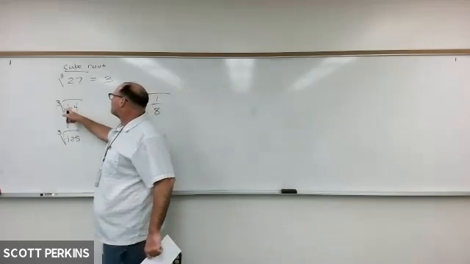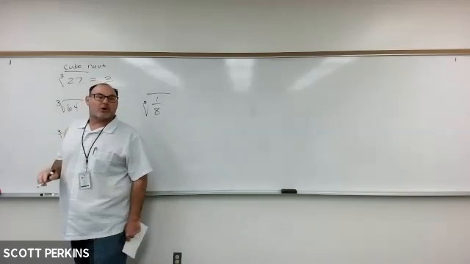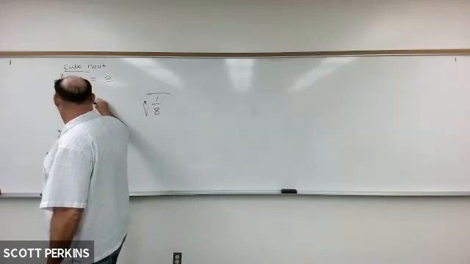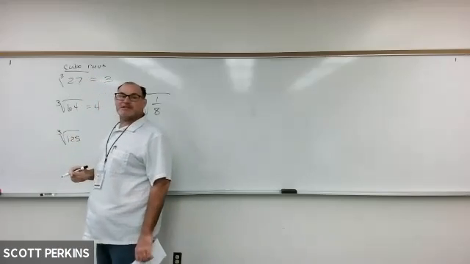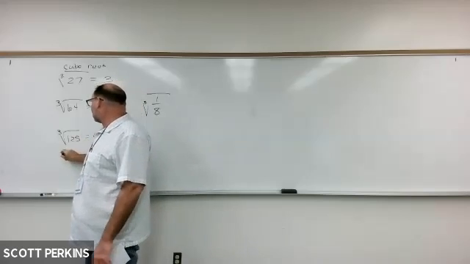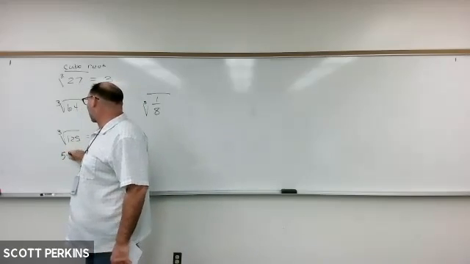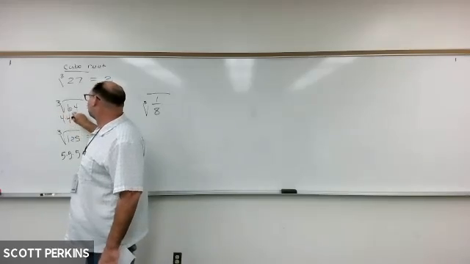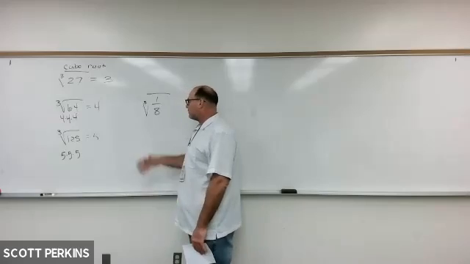Okay, so the cube root of 64, what do you get when you take the cube root of 64? 4. Cube root of 125, what do you get when you take the cube root of that? 5 times 5 times 5 is going to give you 125. That's right. 4 times 4 times 4 gives you 64. So those are my cube roots.